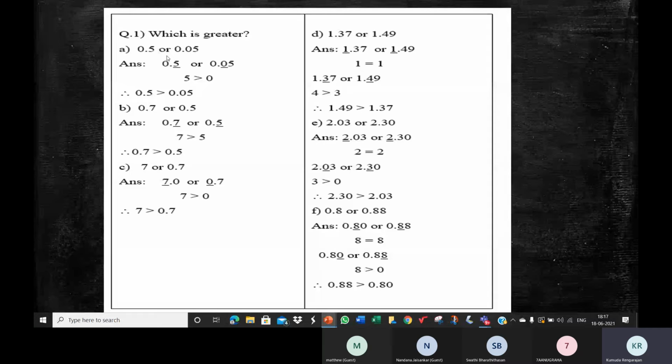Now move on to the decimal part. After the decimal point, we have 5 in the 10th place, and here we have 0 in the 10th place. That is what I have underlined. We first start by comparing the whole number part. It is 0 here, also 0 here, so you cannot conclude anything because they're equal. Now move on to the decimal part and compare the 10th places. The 10th place here has the digit 5, here it is 0. Which is bigger? 5 is greater than 0. That means 0.5 is greater than 0.05.